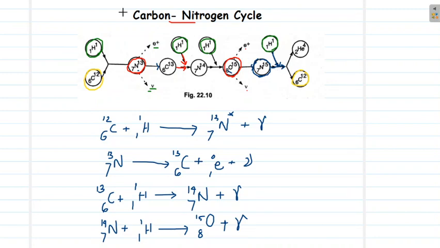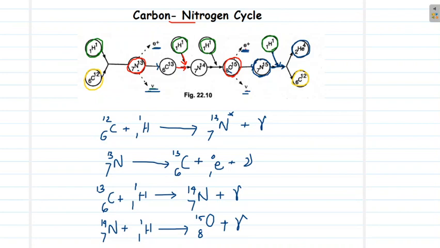Now what are the products of this reaction? What comes out of this reaction? In this process, finally we get a helium nucleus. A carbon is also formed in this reaction, but since carbon also enters into the reaction, we will not be considering that. Carbon is just acting like a catalyst. So the product is a helium nucleus. Then we have 2 positrons being emitted in between the reactions and 2 neutrinos being emitted in between the reactions.